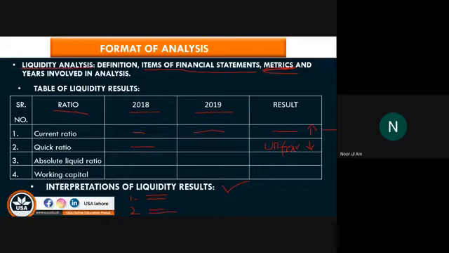Second section will be the table, the table of results. And third thing is interpretation, which will again be a point-wise description, or you can say that you'll provide a description of each row of your ratio and its answers.